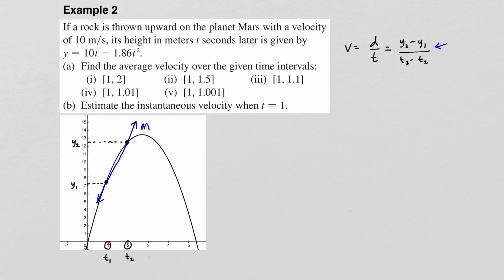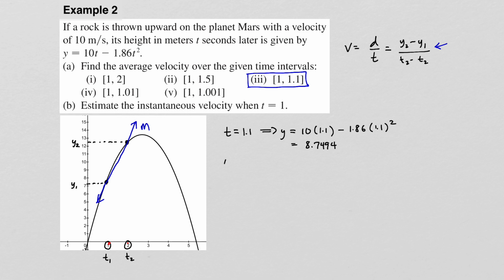So let's go ahead and do a couple of them, and I'll leave the others for you to do as an exercise. So let's find the average velocity on the interval from 1 to 1.1. To do this, let's figure out when t equals 1.1, what does y equal? Well, y is going to be 10 times 1.1 minus 1.86 times 1.1 squared. And if we do the math on this, we get 8.7494.